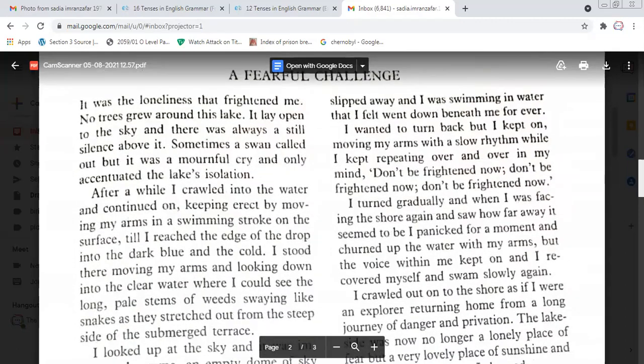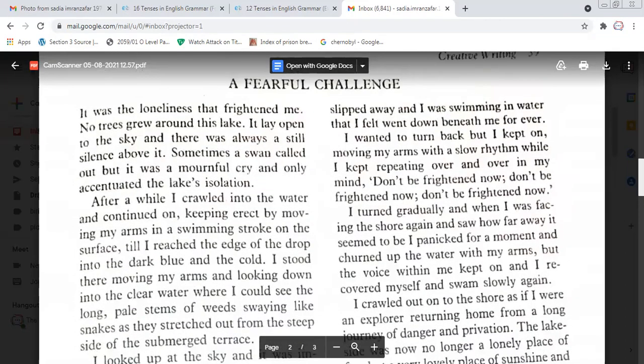then slipped away and I was swimming in water that I felt went down beneath me forever. I wanted to turn back, but I kept on, moving my arms with a slow rhythm while I kept repeating over and over in my mind, don't be frightened now. Don't be frightened now. I turned.